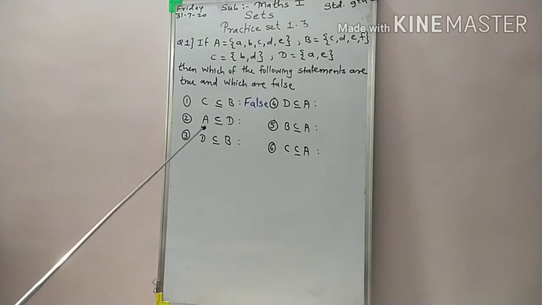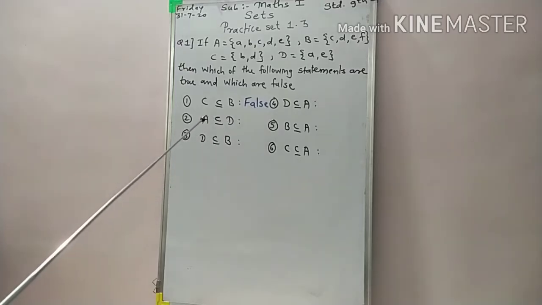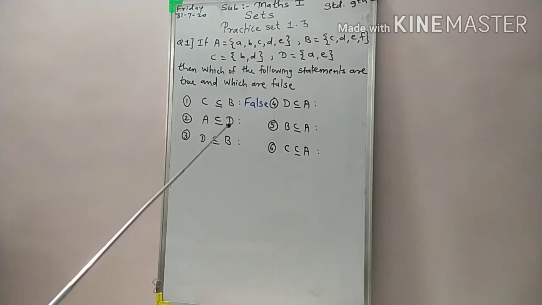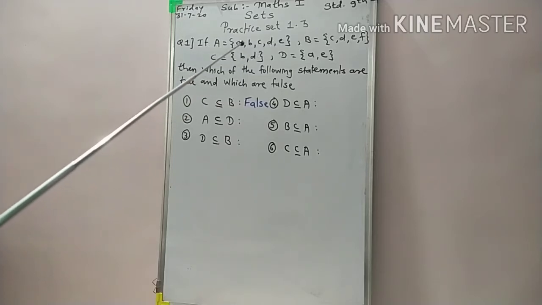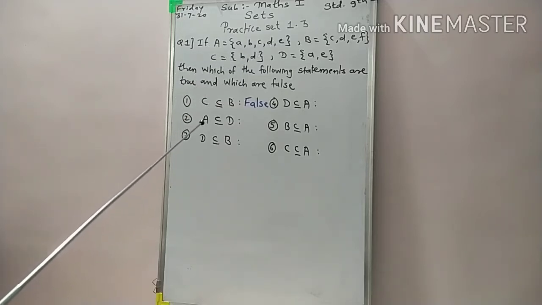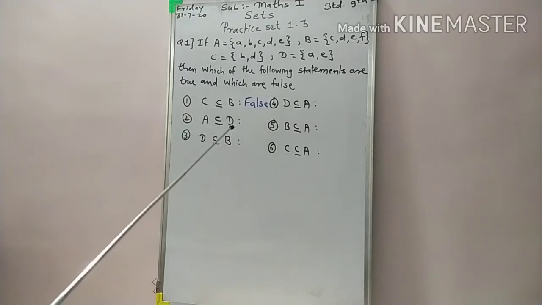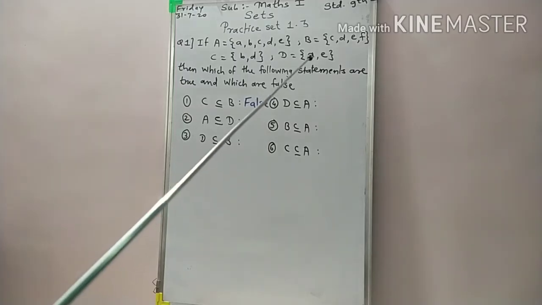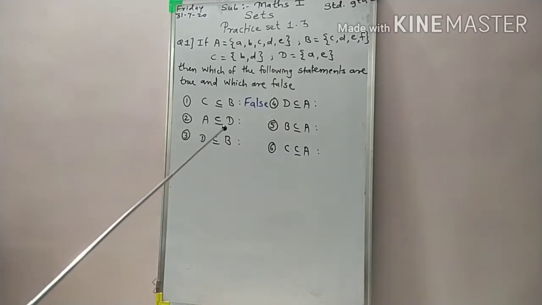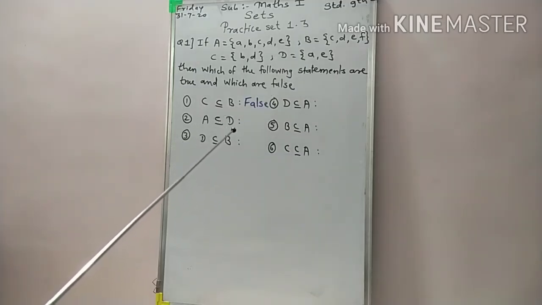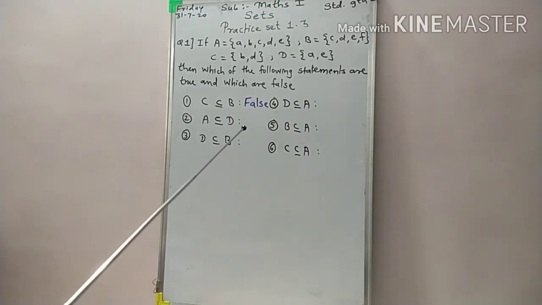Now we have to decide for these 2 sets: is set A a subset of set D? Obviously, as we observe here, A has 5 elements, and all 5 elements of set A are not in set D, because here we have only 2 elements. So A is not a subset of D. That statement is false.